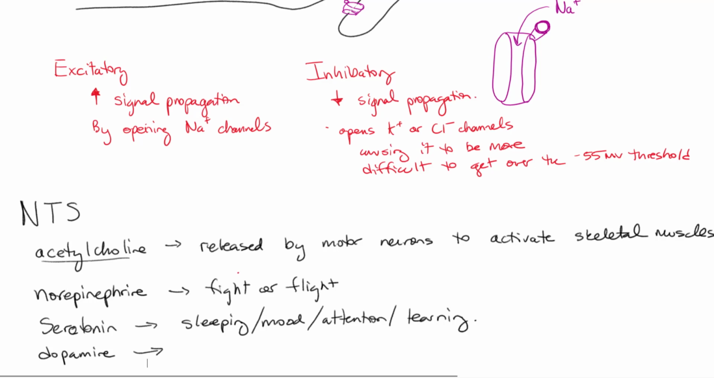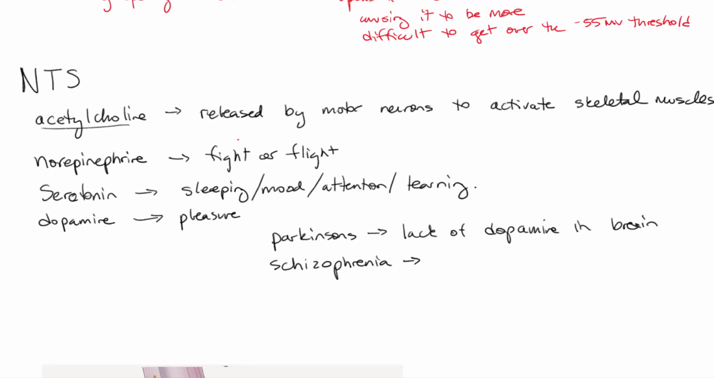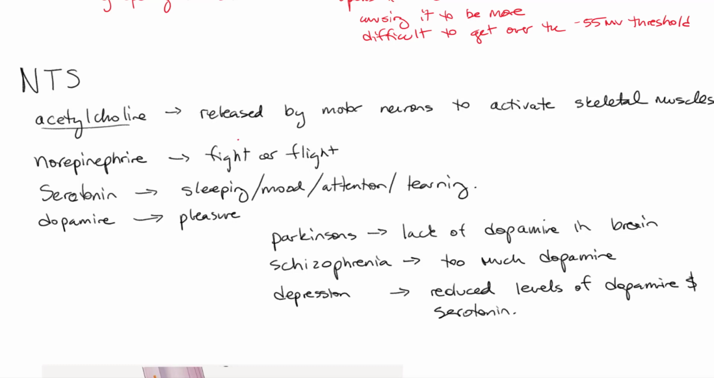Now, there's a couple disorders that are involved with the lack of these neurotransmitter substances. Parkinson's is associated with a lack of dopamine in the brain. Oh, by the way, dopamine is also involved with pleasure. Then we've got schizophrenia. This is associated with an overactive dopamine neurotransmitter substance in the brain. And then we've also got depression, which is reduced levels of dopamine and serotonin. So just remember that for a neuron to be affected by a neurotransmitter substance, it has to have a receptor for that neurotransmitter substance. All right, so I'm going to show you a quick little picture of this.